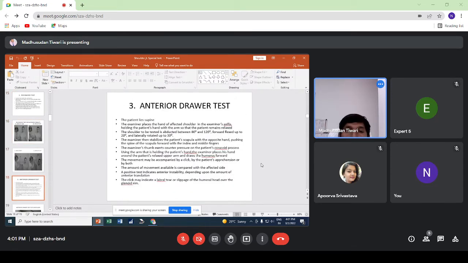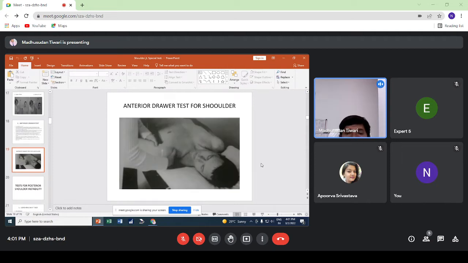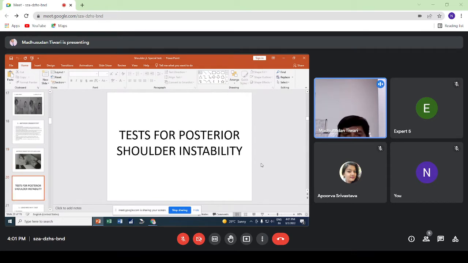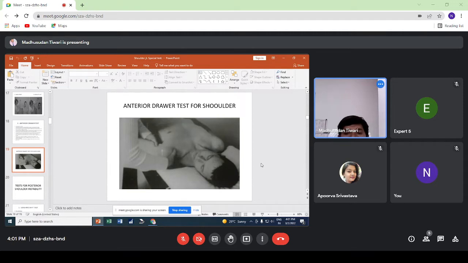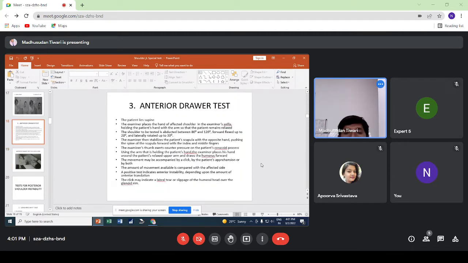Third is the anterior drawer test. The patient lies supine. The examiner places the hand of the affected shoulder in the examiner's axilla. See, this is the position of the patient and therapist for performing the anterior drawer test for the shoulder.